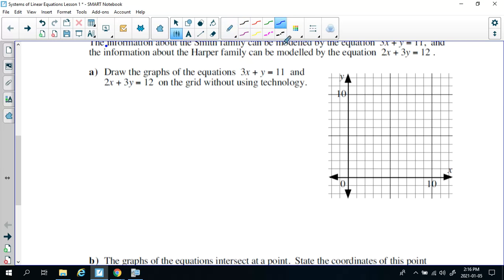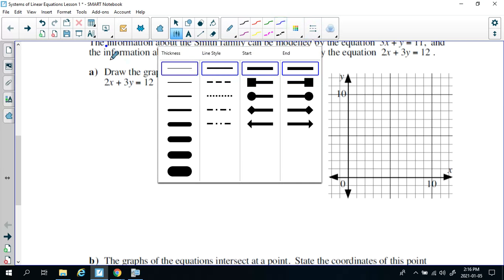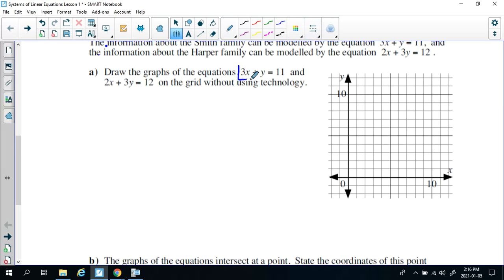I have 2 equations here. I have 3x plus y equals 11, and I'm going to call that line 1. And I have this second equation, which is 2x plus 3y is equal to 12, and I'm going to call that one line 2. Now, what it says is draw each of these graphs on the grid without using technology. So we're going to do that by hand.